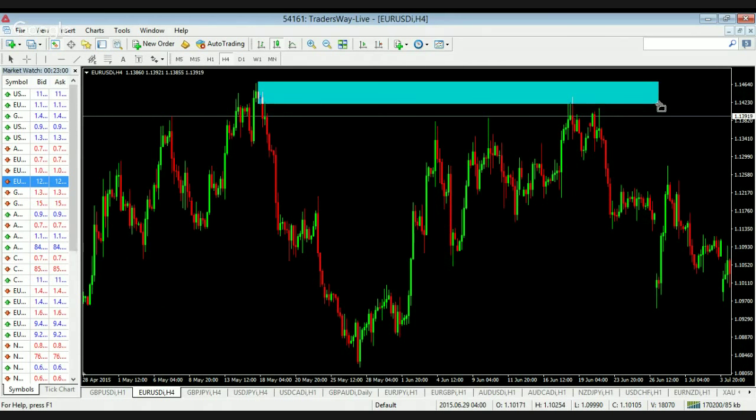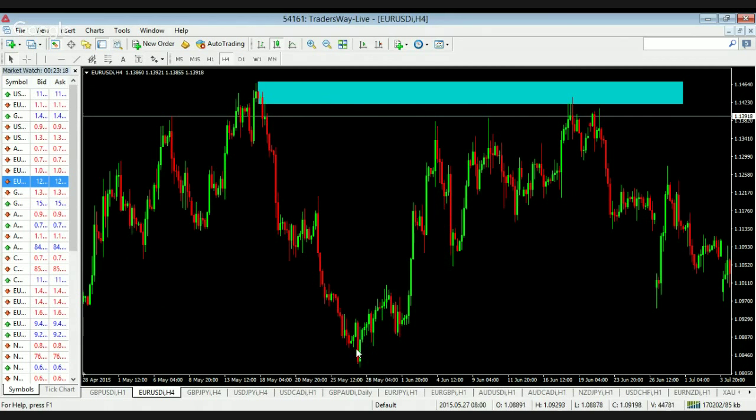And boom, extend it across. As you can see, in the future price hit supply right here and drove down, came all the way back up here a second time, and boom, dropped again. This is a good supply zone right here, perfect.